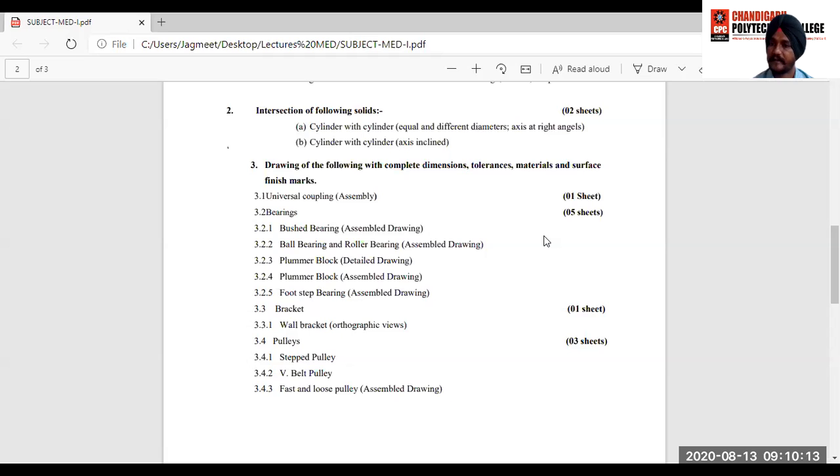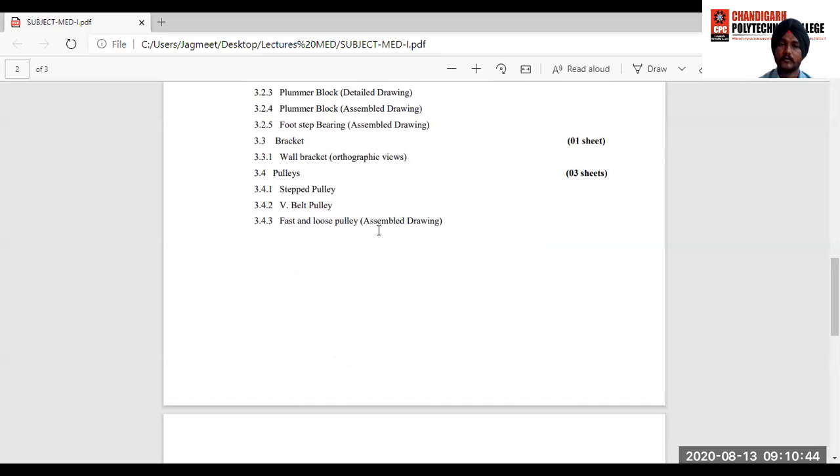Then we complete the bracket, 1 sheet of it, their orthographic view. We will complete their orthographic projection, like their front side and top view. First of all, we will complete all drawings with first angle projection. The 80% of your drawing will be completed with first angle projection, and the remaining 20% you can complete in third angle projection. Next topic is pulleys. We will complete the pulleys like stepped pulley, V-belt pulley, fast and loose pulley. We will complete its 3 sheets.